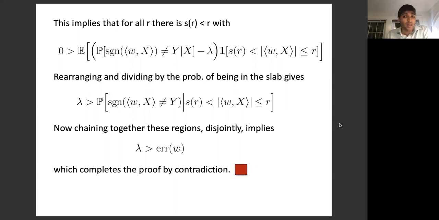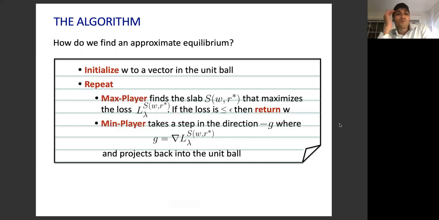So that's it. That analyzed the equilibrium. It told us that finding a good equilibrium in this game is enough to solve our learning problem. And actually, there is one more question I have to address, which is, how can we find an approximate equilibrium algorithmically? So here, online convex optimization is going to come to the rescue. There'll be a simple iterative algorithm for converging to an approximate equilibrium, which is going to be based on the key idea that not only is the Leaky Relu loss convex, but same goes when we restrict it to a slab.